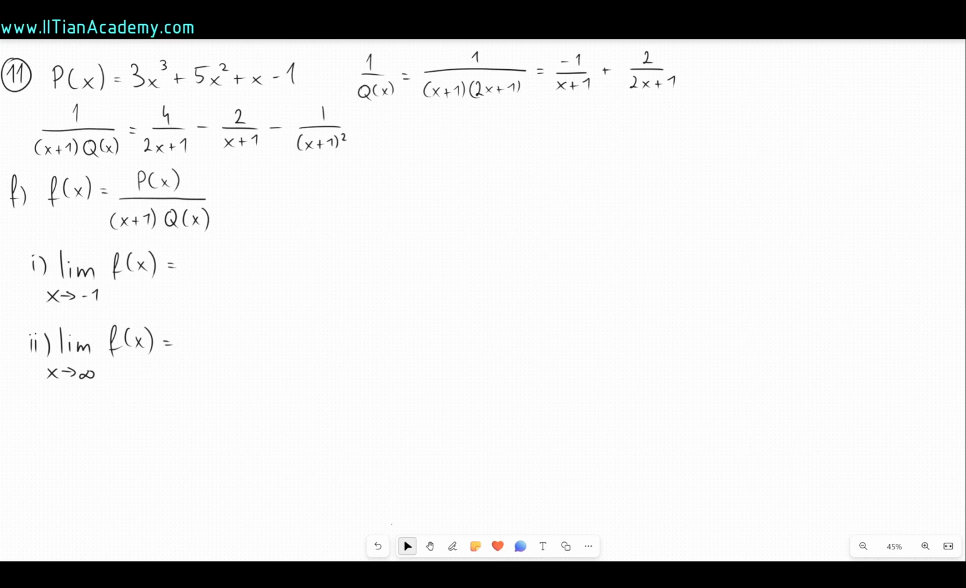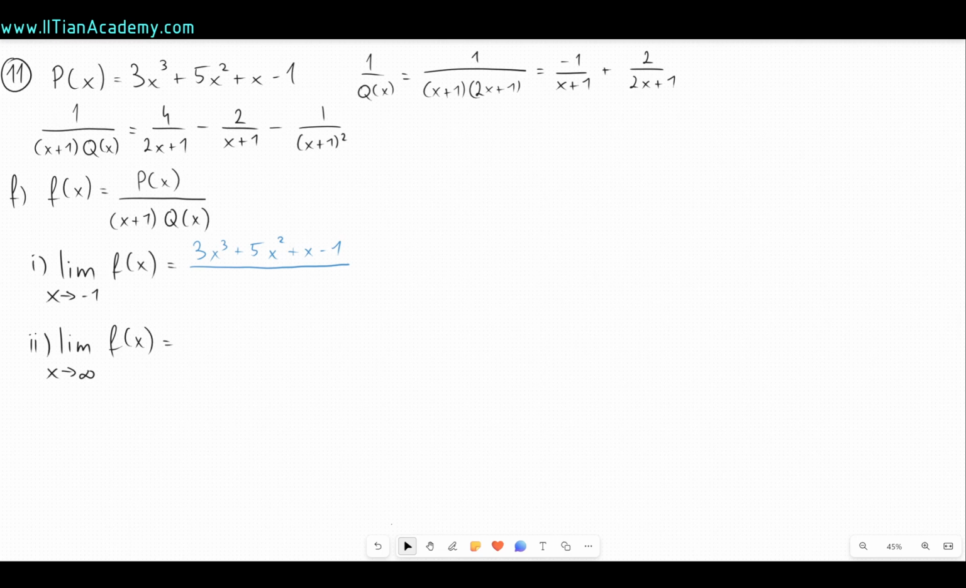So in part E, we are told to consider the function f of x equals p of x divided by x plus 1 times q of x. And in part 1, we need to find the limit as x approaches minus 1 of f of x. So, well, let's see what f of x is. Let's just plug in everything we know. We know p of x is 3x cubed plus 5x squared plus x minus 1, and it is divided by x plus 1 times q of x.